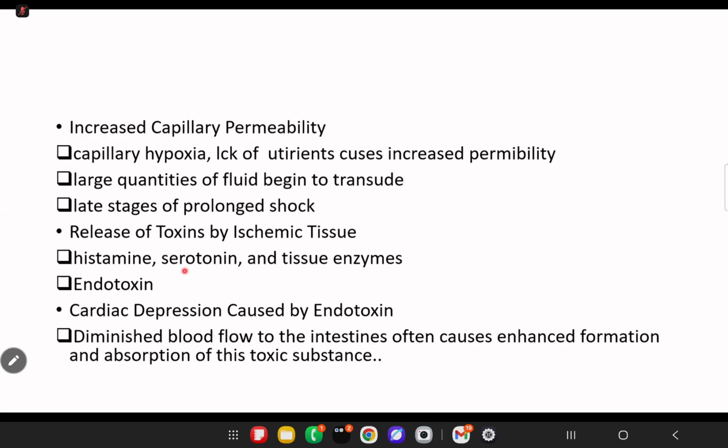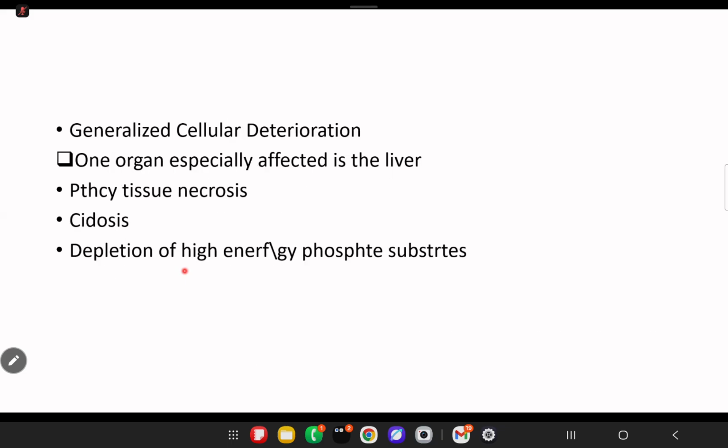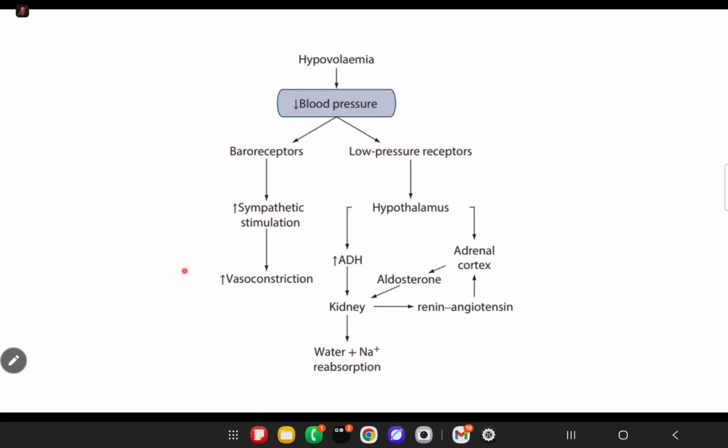Now, with prolonged splanchnic vasoconstriction, when the gut starts producing toxins, they also get absorbed and become toxic to the body. One of the biggest problems is, I'm sorry about this slide, something has gone wrong with it. There's generalized cellulitis, especially in the liver. So you have patchy tissue necrosis, acidosis, and depletion of the high energy phosphate substrates.